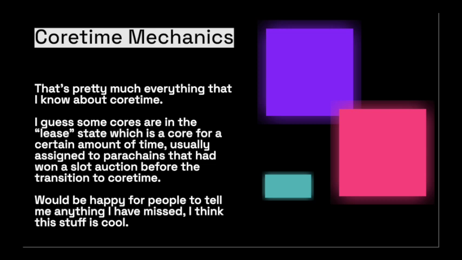I guess there's also a thing where cars are in this lease state, which is a car that exists for a certain amount of time. Usually, this is assigned to parachains that had a slot auction before. So let's say a month before we swapped over to car time, they won an auction that has a car that lasts for 96 weeks or 95 weeks minus 1 week, right? That's pretty much what I could figure out from Claude and just fooling around.